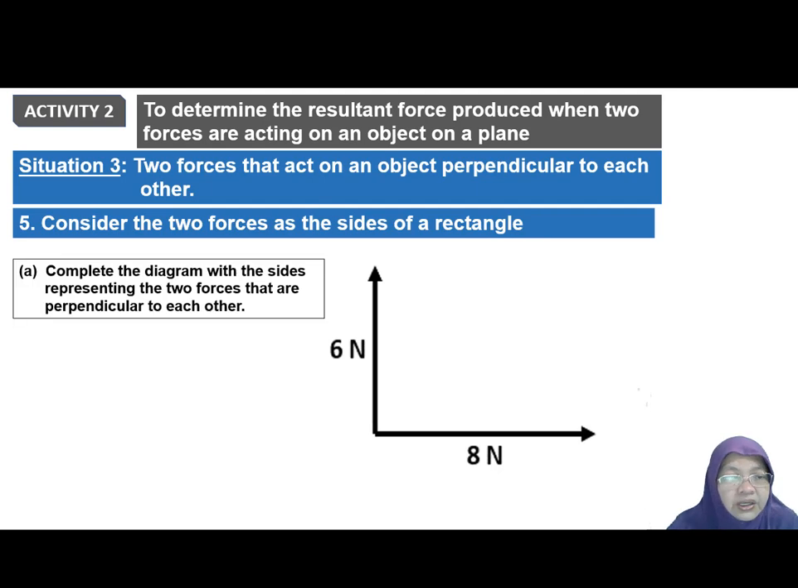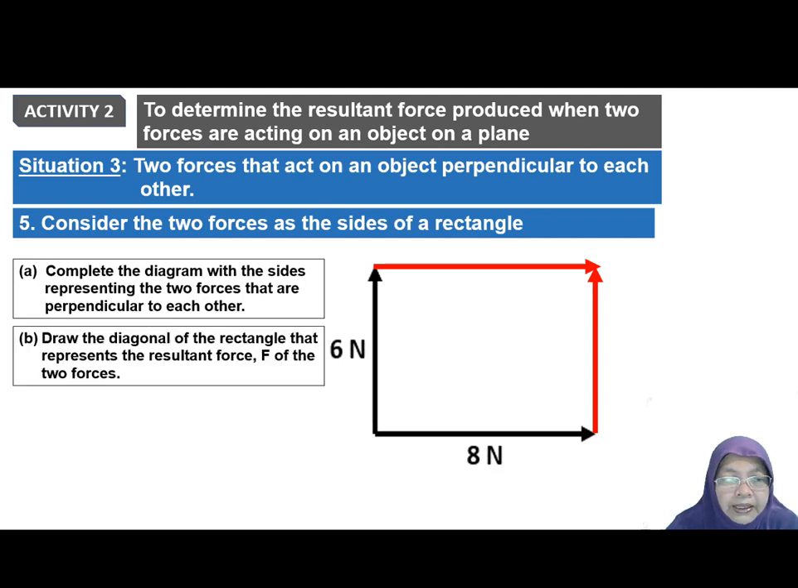First, we complete the diagram representing the two forces that are perpendicular to each other. So this is a complete rectangle, and then we draw the diagonal that represents the resultant force. The diagonal is what? From this corner to this one. So we have two diagonals, right? From here to here or from here to here. So we choose the one in between the 6 Newton and 8 Newton. So this is the diagonal.